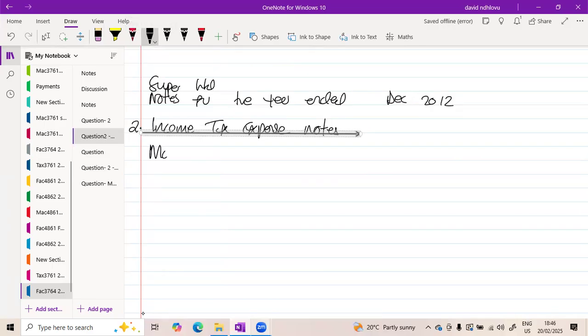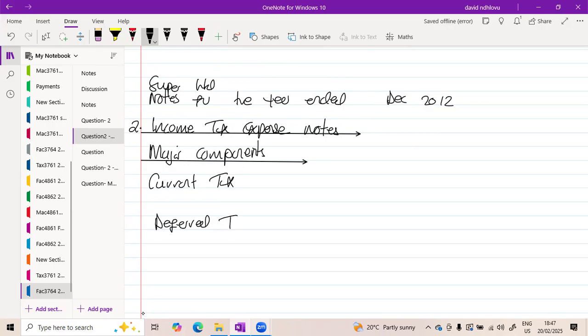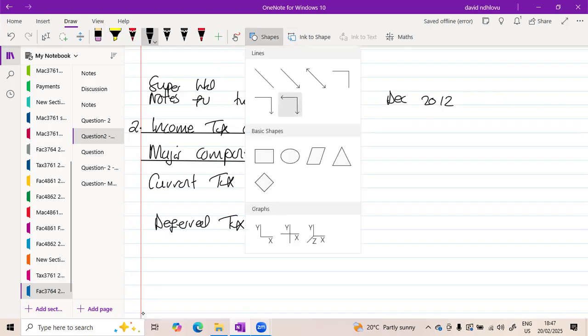Remember major components. This is how you start: major components. There are 3 actually: the current tax, the deferred tax, and then the foreign tax. So we start with current tax. In this question, we won't have too many things on current tax, then we go to deferred tax. So those are the 2 main components that we are going to have here.